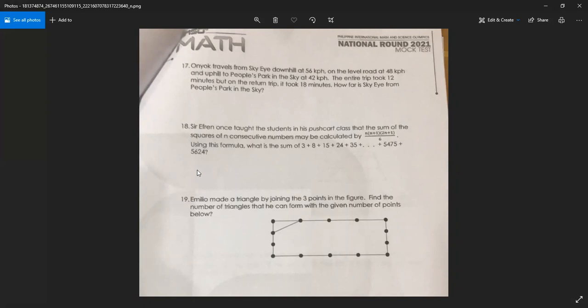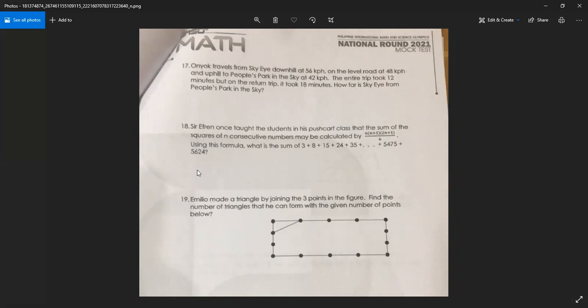Let's try to answer the last item for this session, number 18. I encircled the items that I skipped. So let's do number 18. It says: Sir Efren once taught the students in his pushcart class that the sum of the squares of n consecutive numbers may be calculated by n times n plus 1 times 2n plus 1 over 6. Using this formula, what is the sum of those?